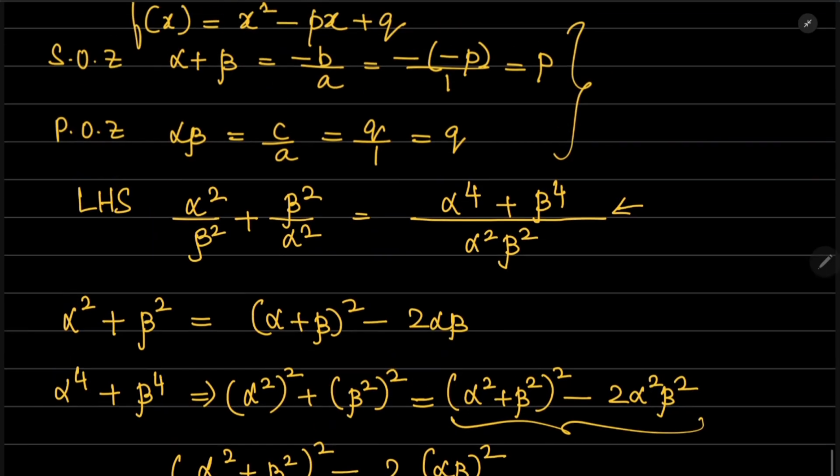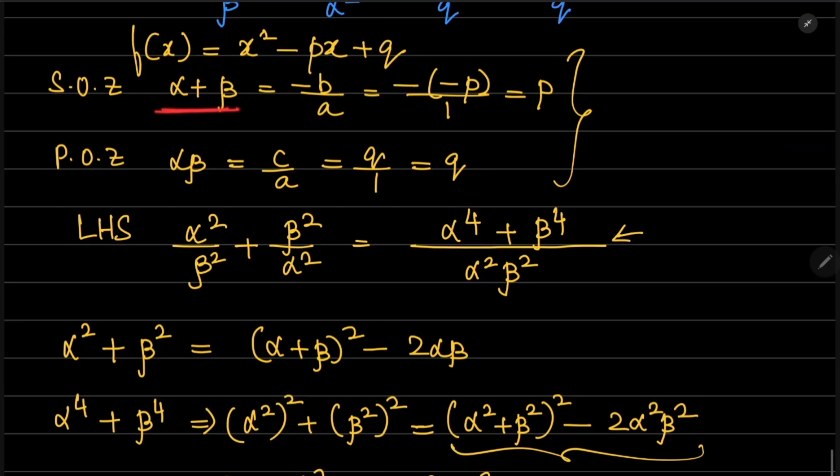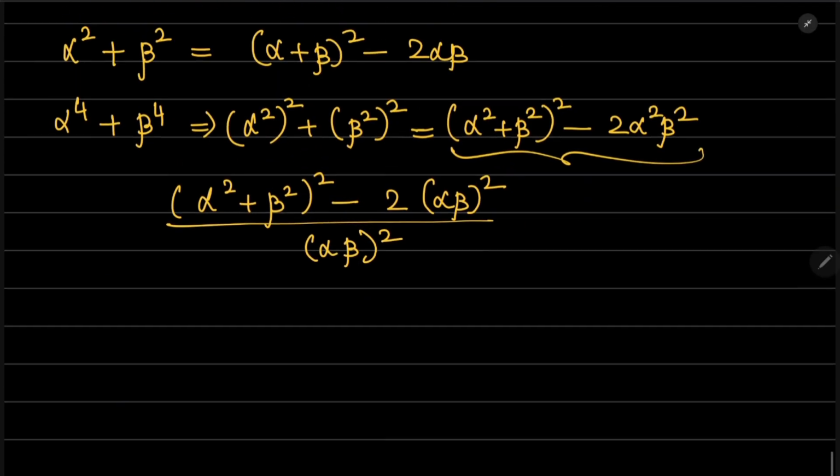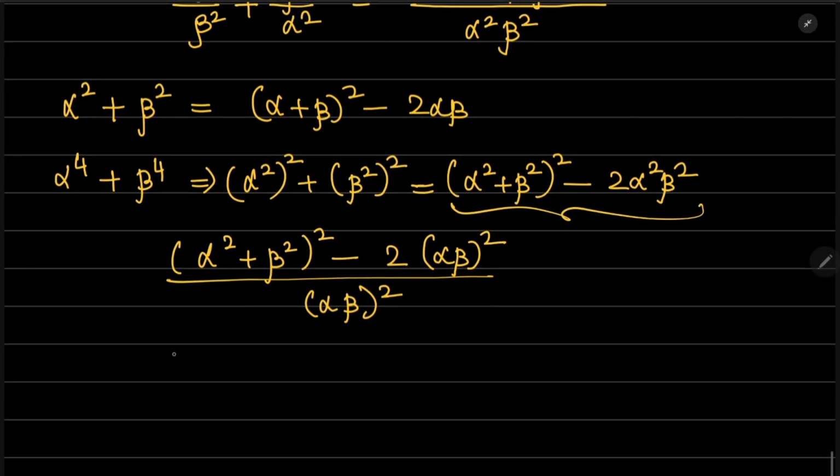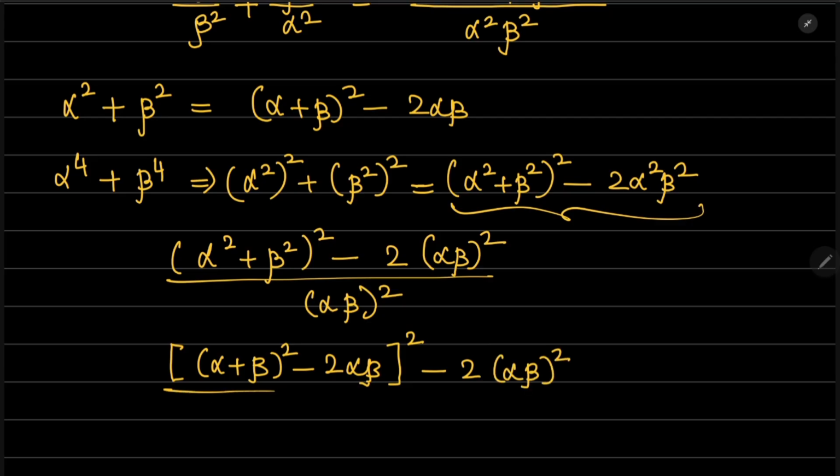All we know is alpha plus beta, the sum of zeros, and the product of the zeros. So let us apply this identity here. See, alpha square plus beta square is the one which is within the square. So replace it with the identity, which is alpha plus beta the whole square minus 2 alpha beta, again the whole square, minus everything else remains the same. 2 alpha beta, 2 into alpha beta the whole square divided by alpha beta the whole square.